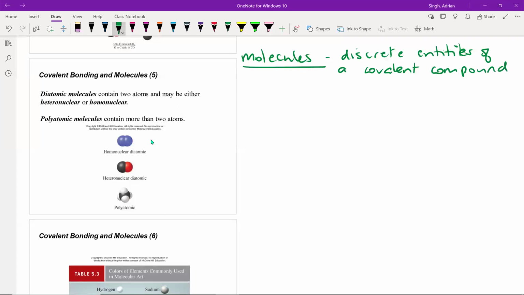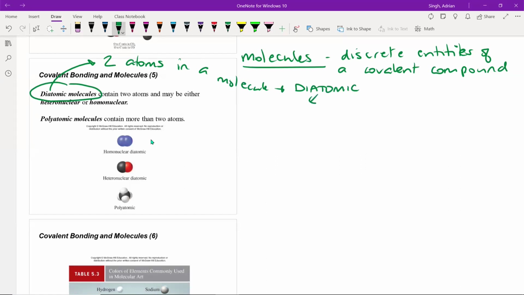And these molecules can come in a whole host of different combinations and different categories. We have what are known as diatomic molecules. Diatomic here meaning di, meaning two, so two atoms in a molecule. This means diatomic. And these diatomic molecules can come in also two different varieties.